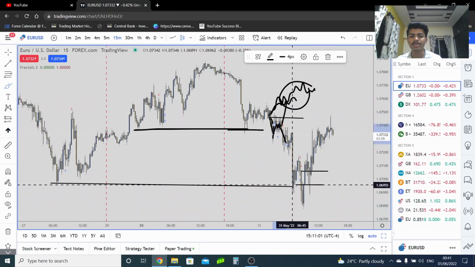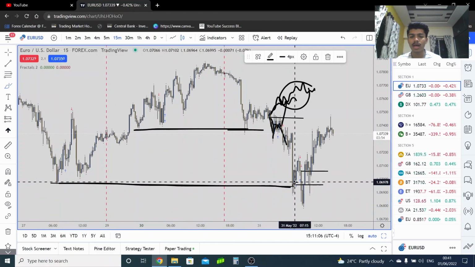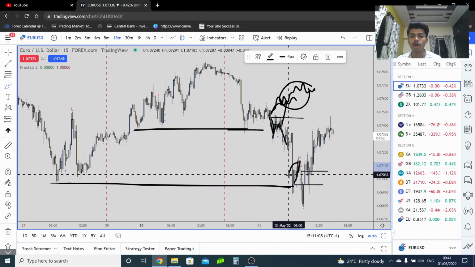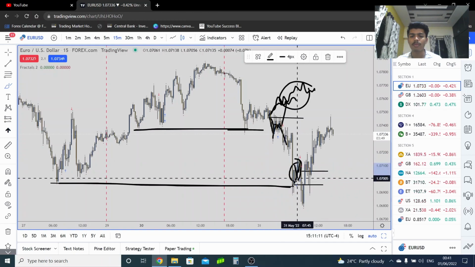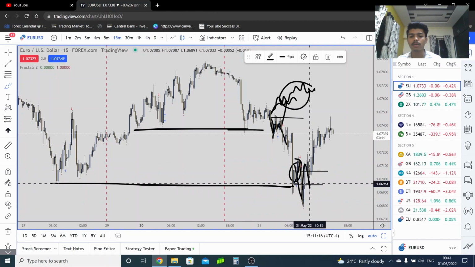So once 7 a.m. starts, before 7 a.m. the market maker sell model is complete, 7 a.m. opens and the market is hovering above the 7 a.m. open, you're not participating in this price action. You wait for the market to come below the 7 a.m. open, and then you look for buys below the 7 a.m. open.